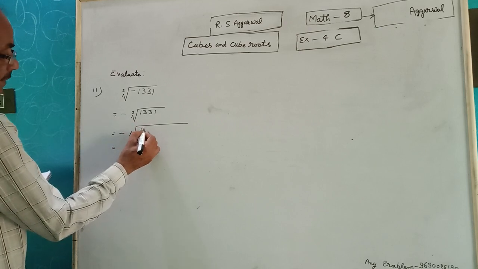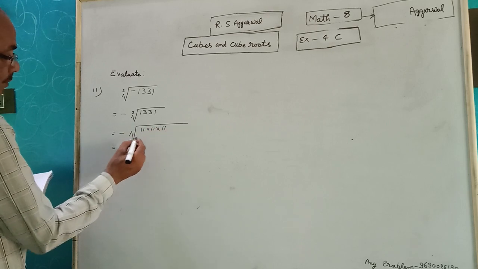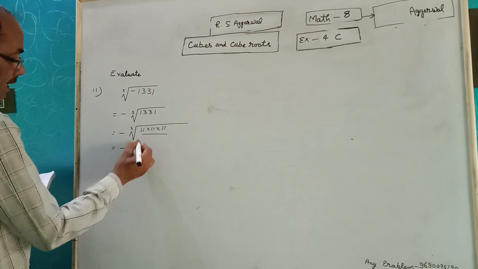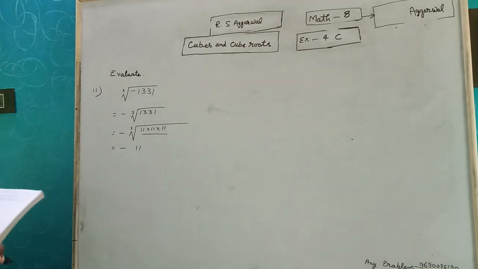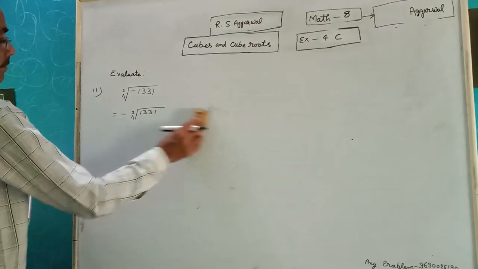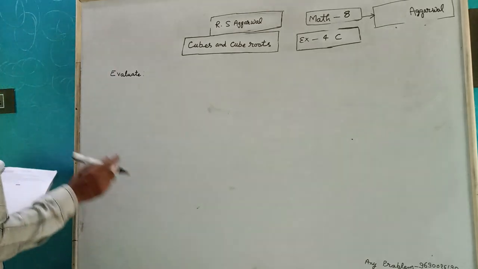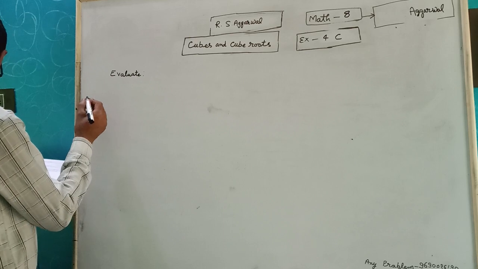Do the factor. Factor will be 3 times of 11. Make the pair. Pair will be 1 pair. 11 is come out from the question number 11 is complete. Minus 11 is cube root of minus 1331.